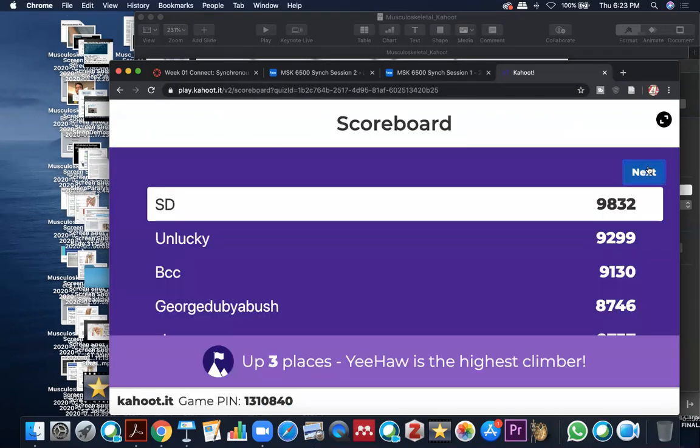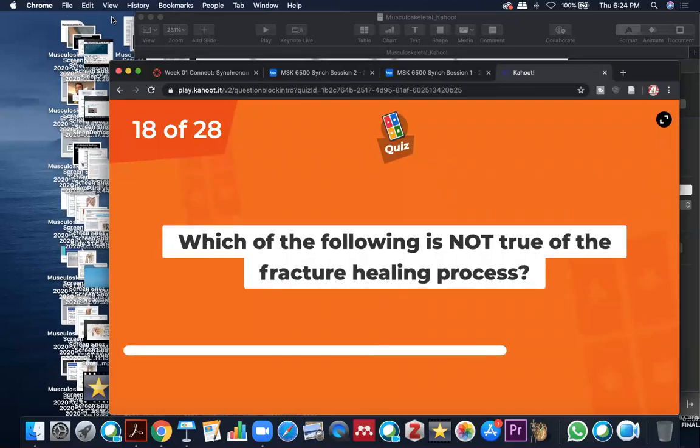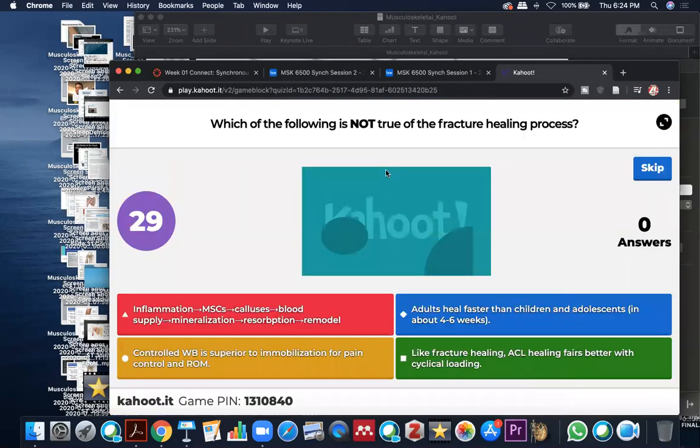So, all right, next one. How many do we have left? I think this is just one. Which of the following is not true of the fracture healing process?